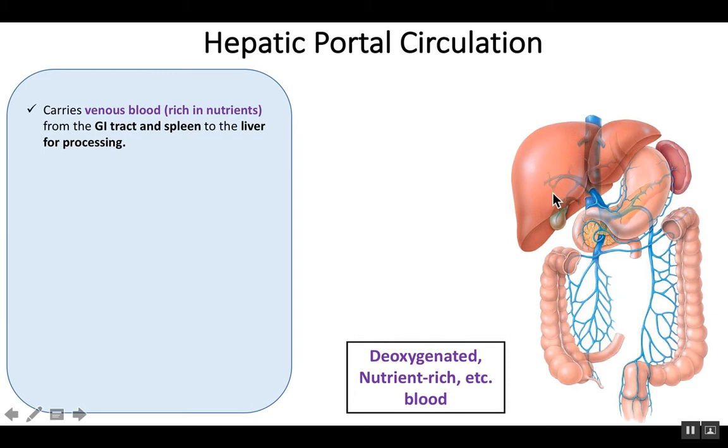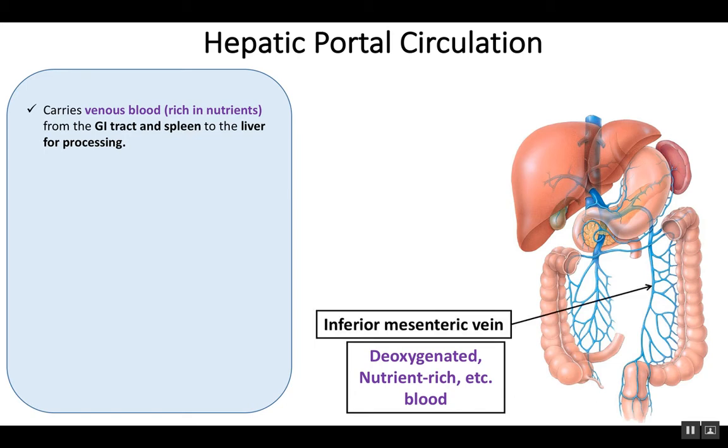And the idea is we need to look over this blood. We need to process this blood. We need to do something with all these nutrients. We need to do something with maybe the toxins that are found in our foods. So the liver processes this blood before it goes back to the heart. Because once it goes back to the heart, it's going to be pumped throughout the body.